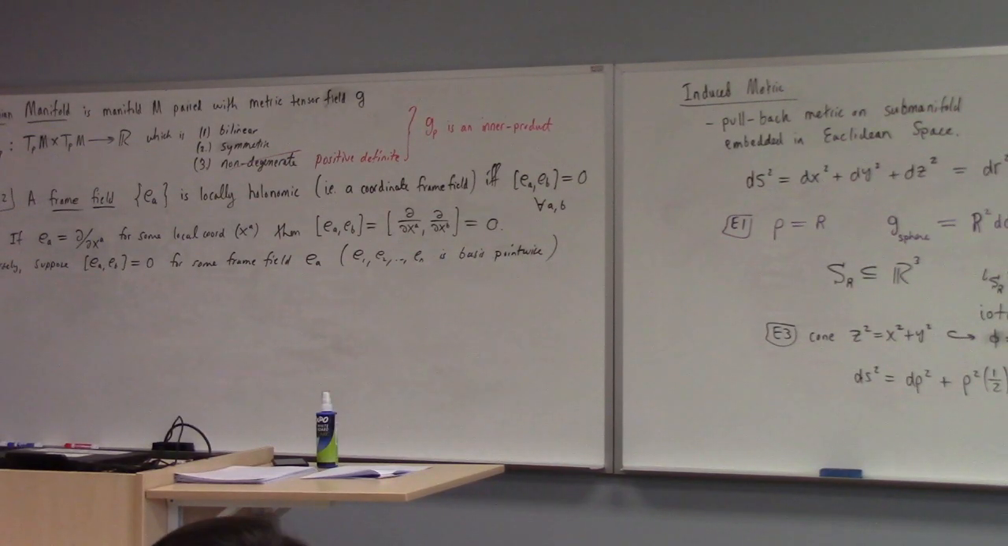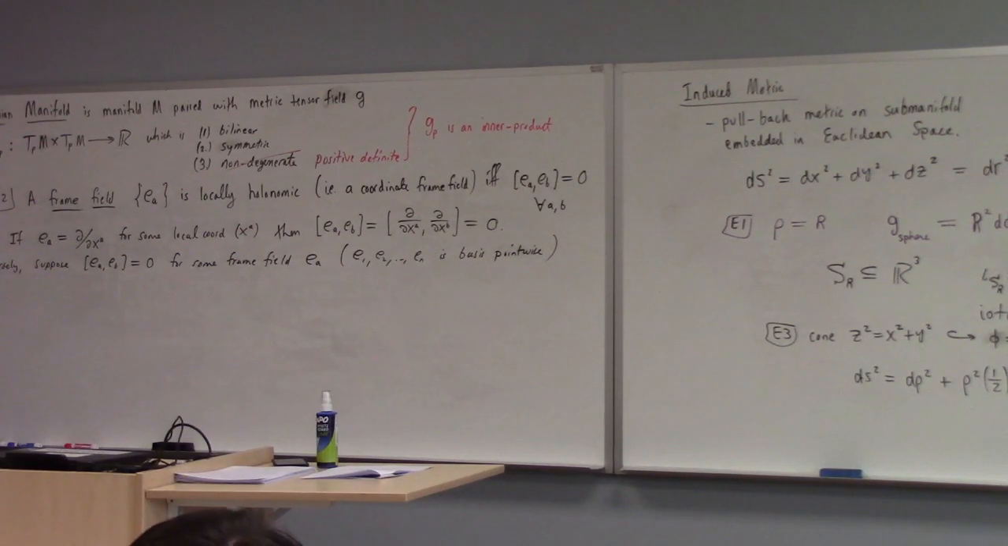There's an interplay between assignment of a frame, that is a set of linearly independent vectors, and assignment of an invertible n by n matrix. So that's what we mean by frame. We're assuming that the frame field here commutes with respect to the bracket.